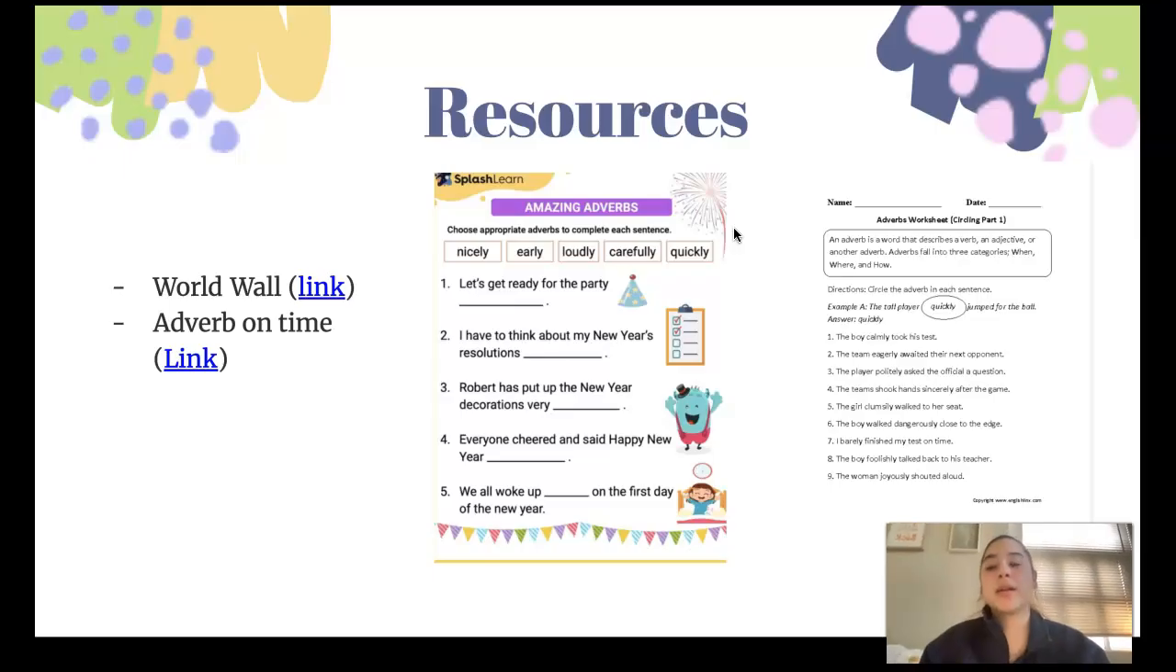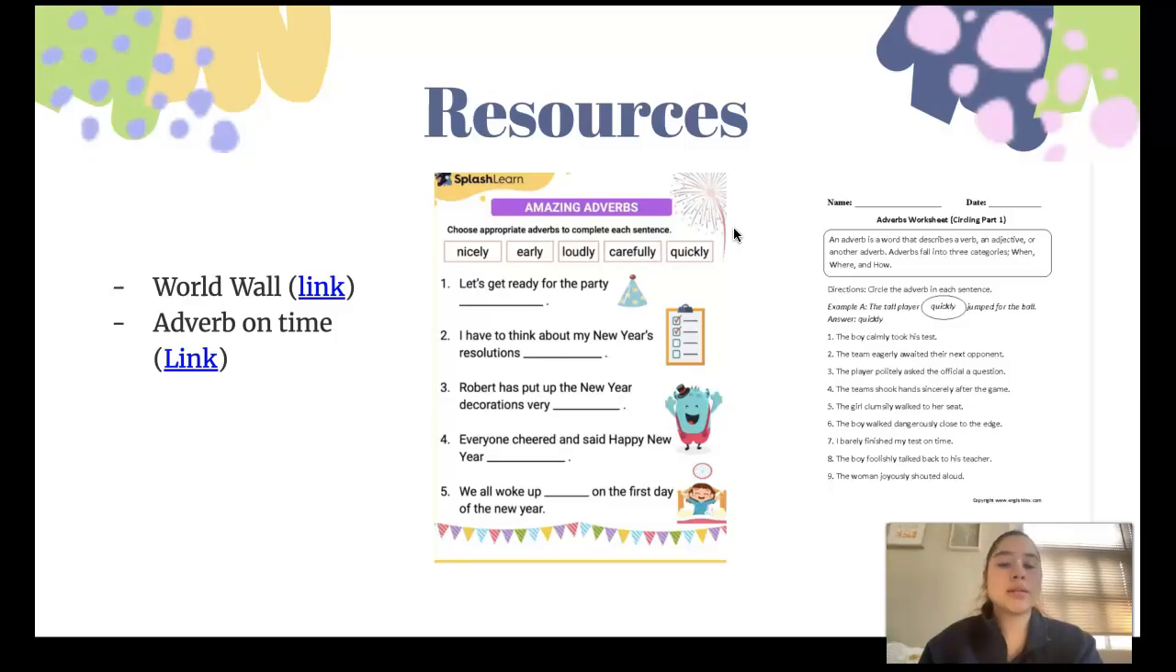For some of the resources, like I said, there is the word wall or Adverb Ontime, which is a game that could be used for lower grades, where you have to identify the adverb and the time. One worksheet you can use is a fill-in-the-blanks worksheet where the words are already given, like "Let's get ready for the party quickly," and "I have to think about my New Year resolution carefully." So it's explaining to them and just letting them do the worksheet.